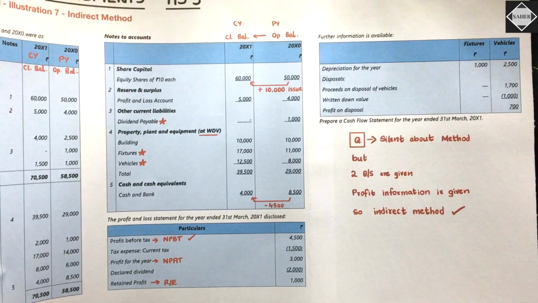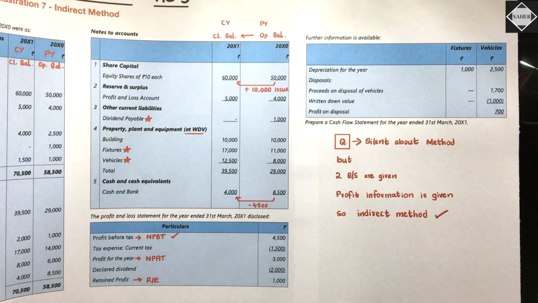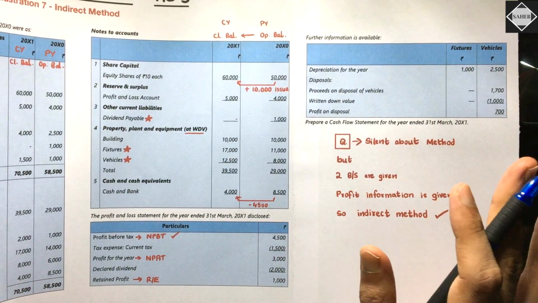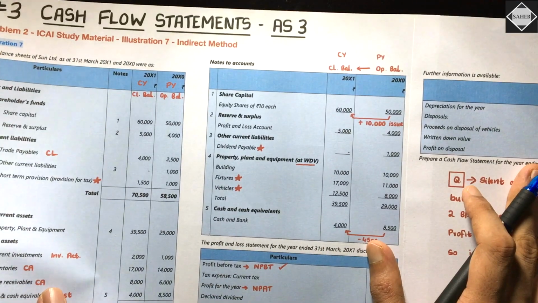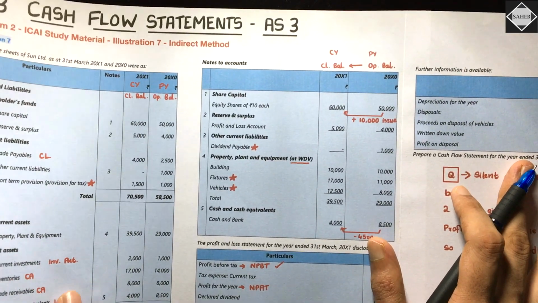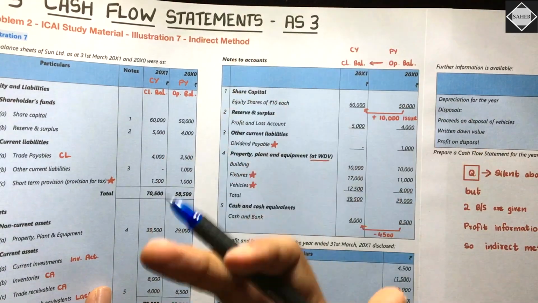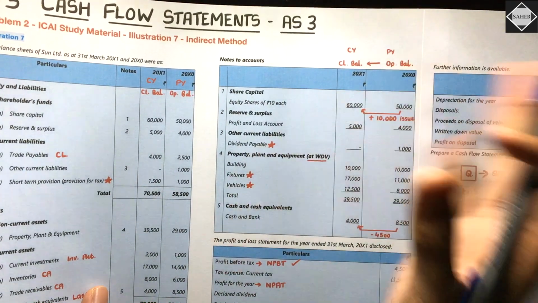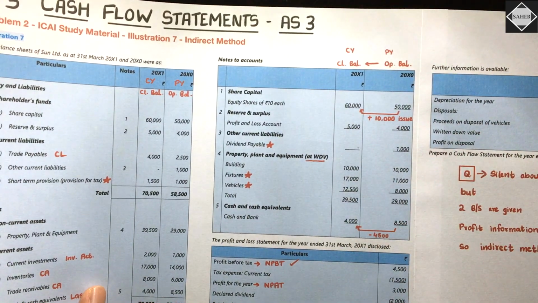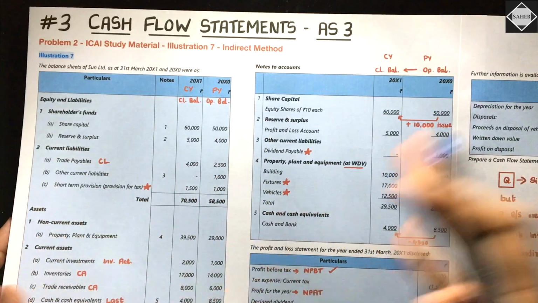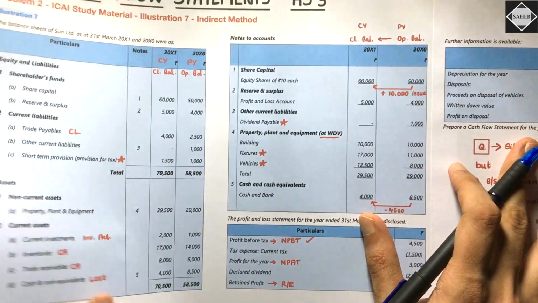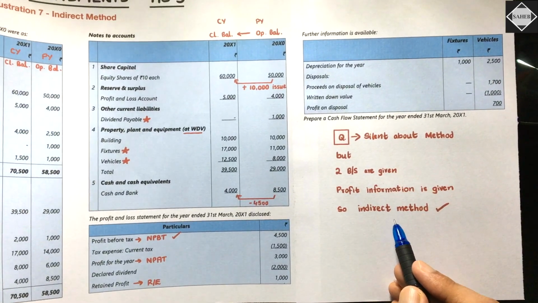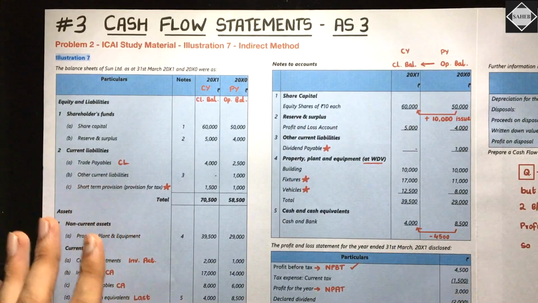Unless the question says use the direct method, you will not use the direct method just by yourself when all this information is given. Is it clear? Sometimes you will have gross receipts and gross payments. At that time you can directly use the direct method. But here such huge information is given, so how can you use the direct method? You can't use the direct method. You have to apply the indirect method. Okay, right. So now let's prepare the ledger accounts.